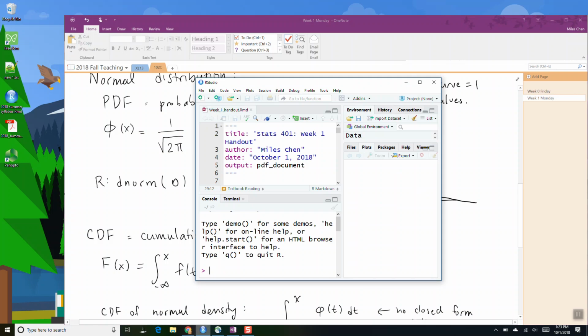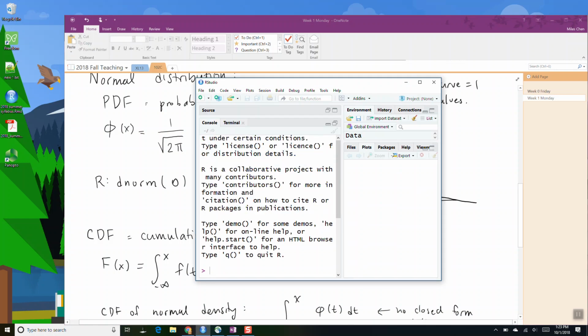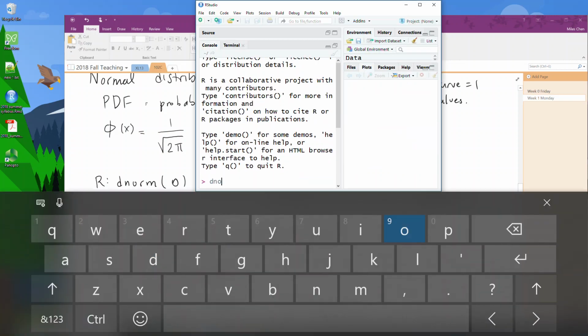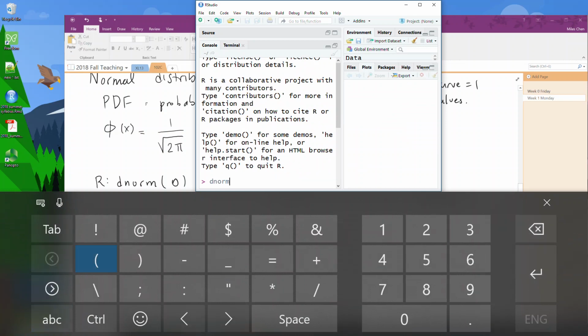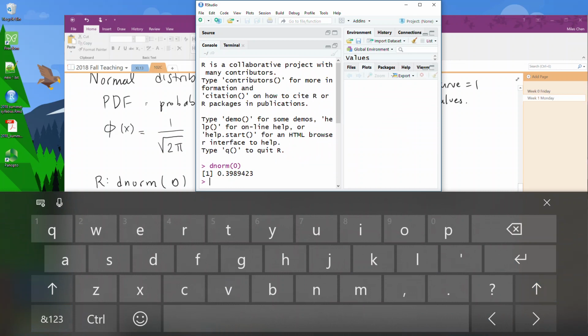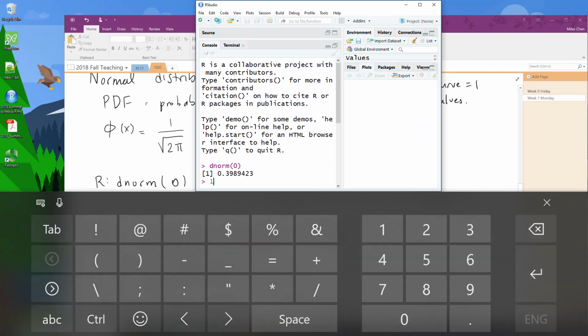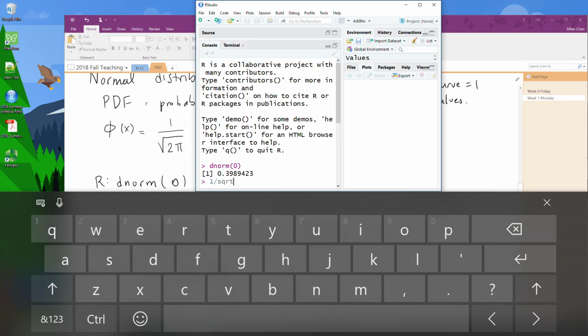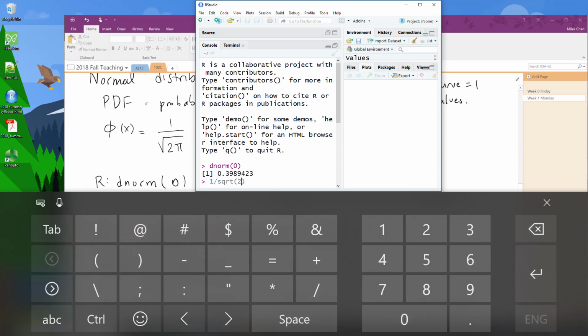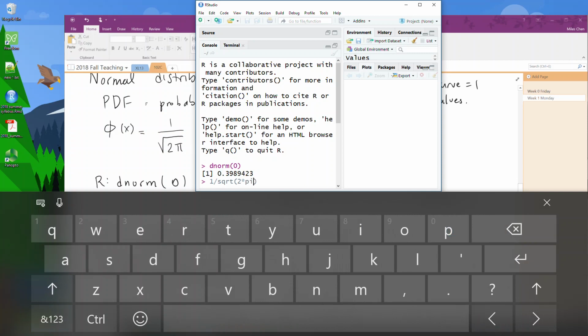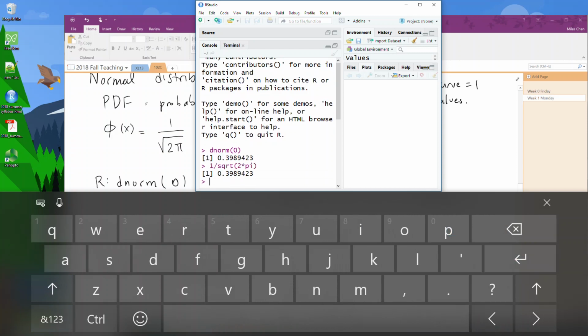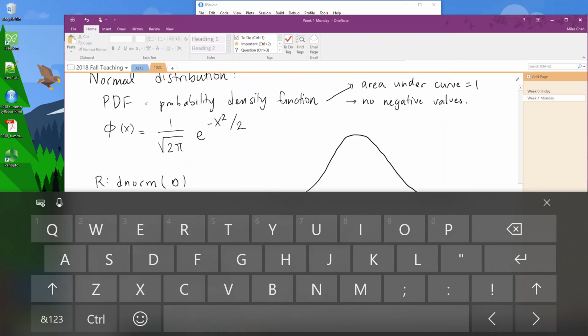Let's see if I can get this. I'm going to have to get a wireless keyboard or something. All right, so if I type in d norm, 0, that's 0.398, which is the same as 1 divided by square root 2 times pi. d norm 0. No big deal.